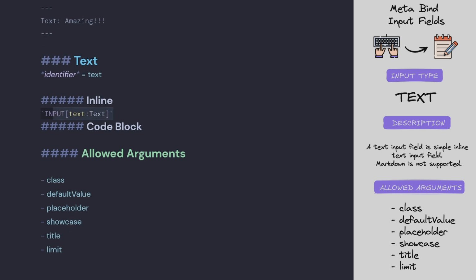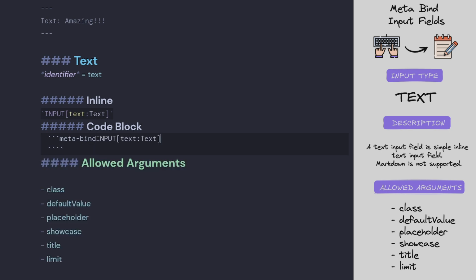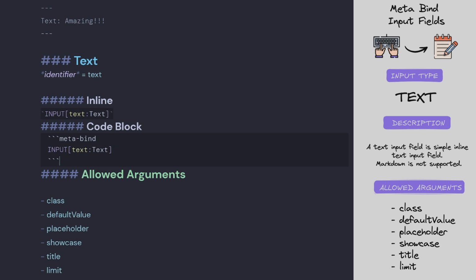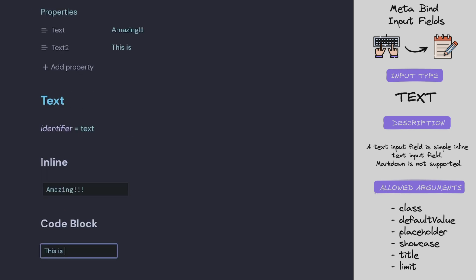Now we'll do the same for our code block, and we'll just copy and paste and put 2 more backticks followed by the word metabind. You can see it gets a little bit messy, so we'll just copy and paste that down there and take one of the backticks away. And this will be text2, and we'll go put in text2, and that is working, updating our YAML property.